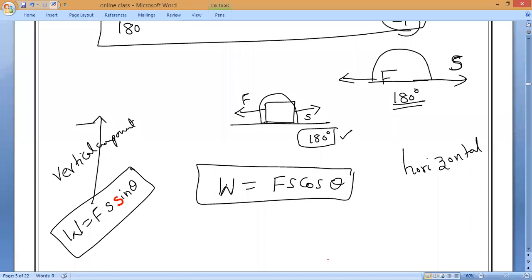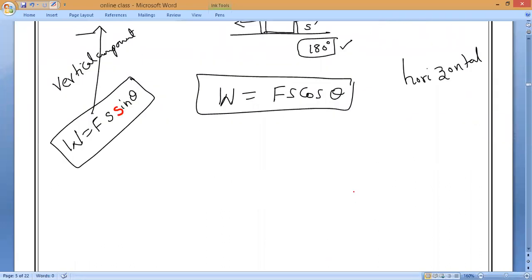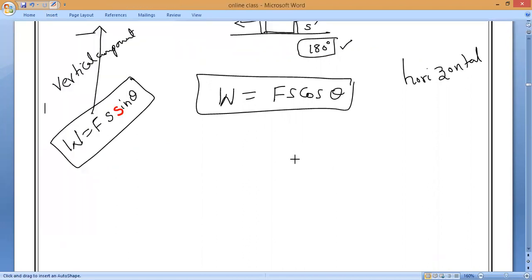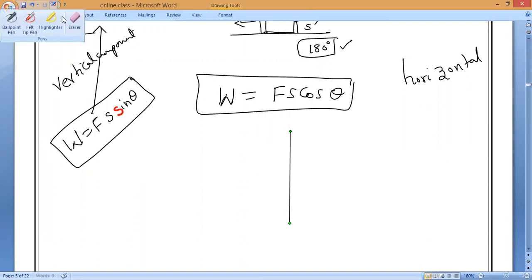Fs sine theta. When? When the force is applied and the displacement is going away from the surface. Then in that case it will happen. So please remember that. All of you please remember: one is the vertical component.